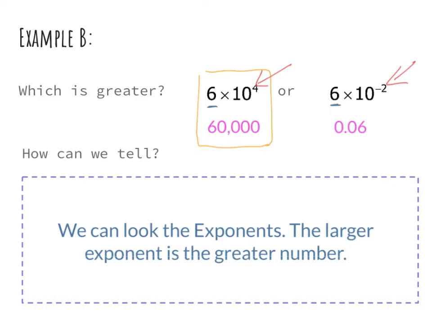So I didn't have to move my decimal. I could if I wanted to make sure that I got it right, but I could just look at the exponents and notice, yes, to the 4th power is going to be a lot more than to the negative 2nd power, and therefore my number is going to be larger. Let's go ahead and take a look at the next example.